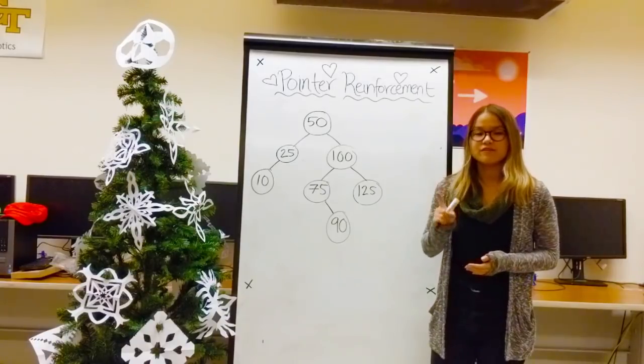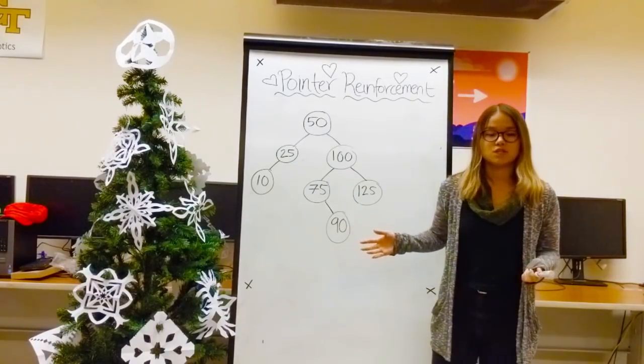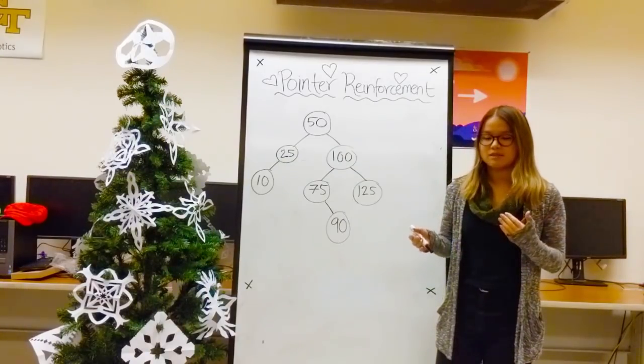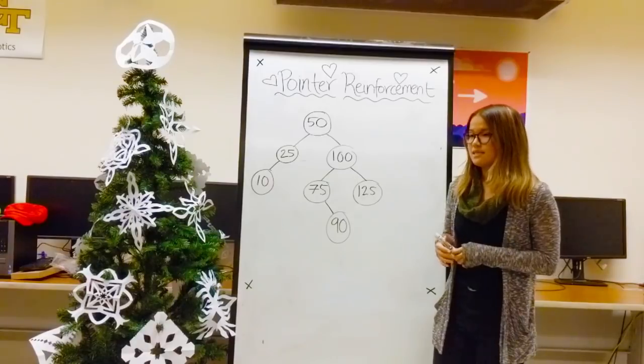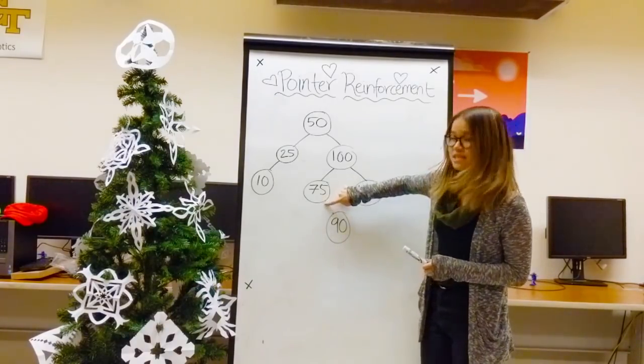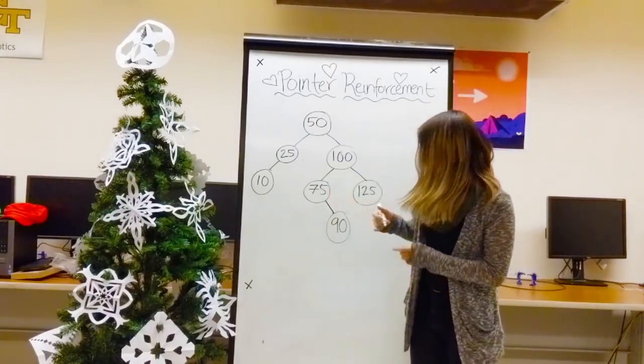But when we get to the data we want to remove, there are a couple different cases we have to consider. The first case is if the node that contains the data that we want to remove has 0 children. This is our easiest case, because all we have to do is set the parent's pointer to that child to null, which effectively cuts it out of the tree.